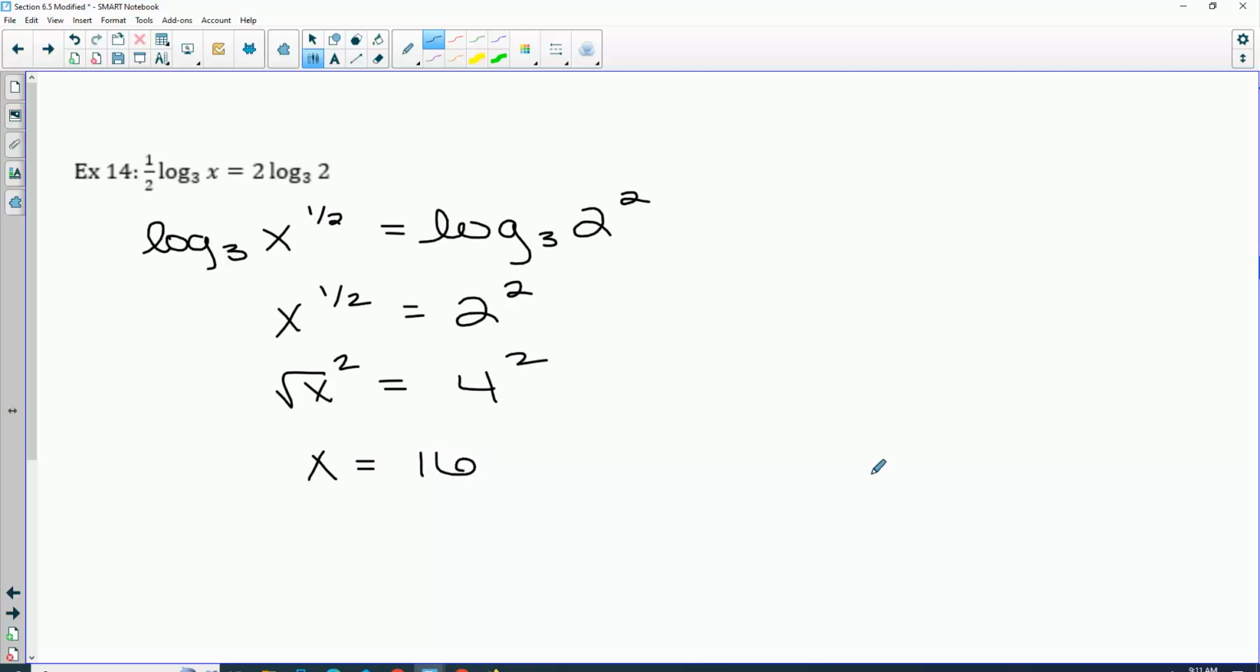Until we get 16. I saw a couple people added square roots on each side. That's 1/2 power is a square root. So to cancel it, you have to square. And then we just check when we put this in, our arguments have to be positive, and 16 is. So that answer works.